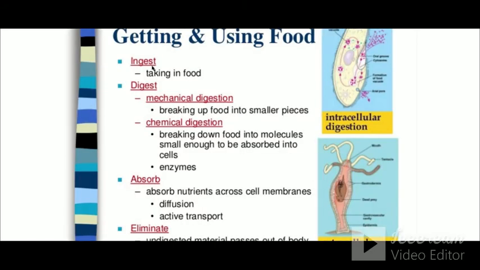First they ingest, that is, take in food, then digest. There are two types of digestion: mechanical, that is breaking of food into smaller pieces; and chemical digestion, breaking down food molecules into pieces small enough to absorb into cells, which is done by enzymes. It then absorbs the nutrients across the cell membrane. It is done through diffusion and active transportation, and then they eliminate the waste out.